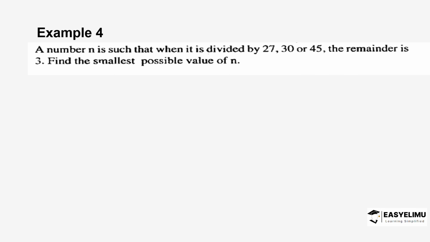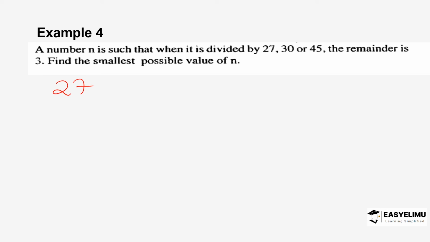Now, example number 4, which is also the last example for this lesson. There is a number n, which is such that when it is divided by 27, 30, and 45, the remainder is 3. Find the smallest possible value of n. So again, you can see the word smallest has been used. So every time you see this word smallest, the least, the shortest, and so on, then you know that is a problem on LCM.